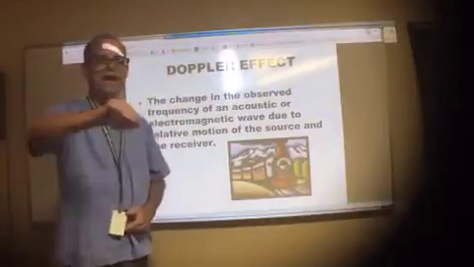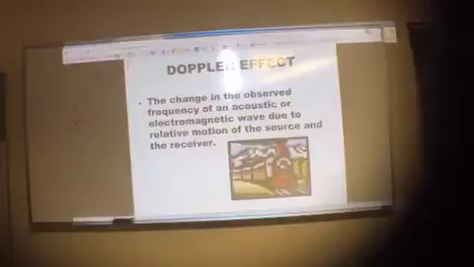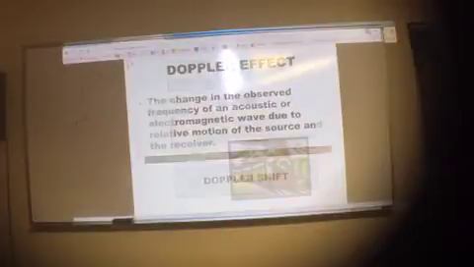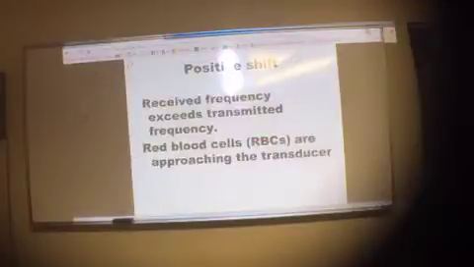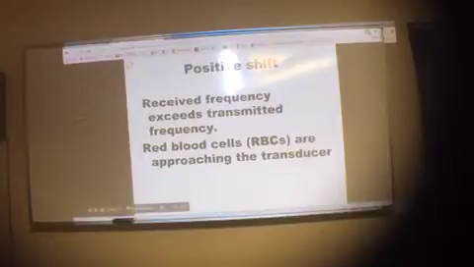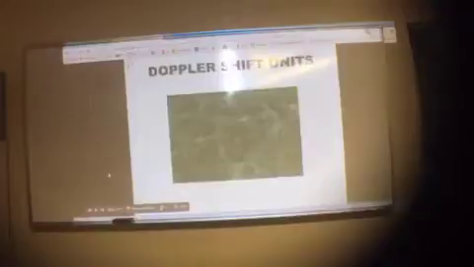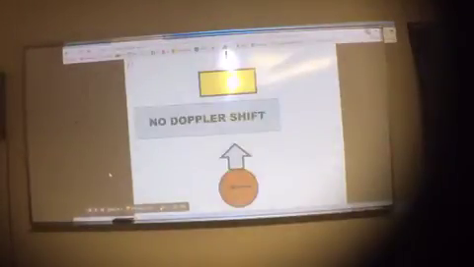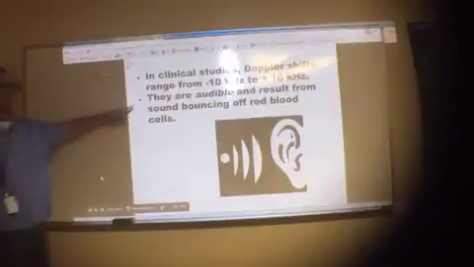Remember that the angle is something you put in. The machine calculates the Doppler shift, but the angle is something that you enter. Doppler effect: received versus transmitted frequency. Positive Doppler shift is when the red cell is moving toward the transducer. Negative Doppler shift is when the red cell is moving away. But in general, we must measure on a diagonal, and there is no Doppler shift when it's at 90 degrees. And this is the explanation of the sound.